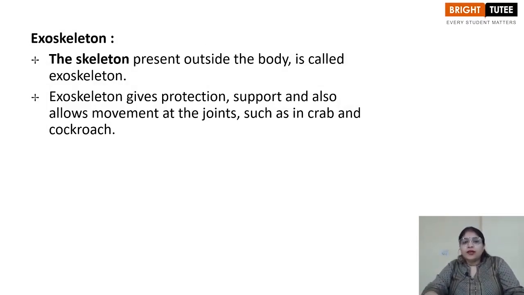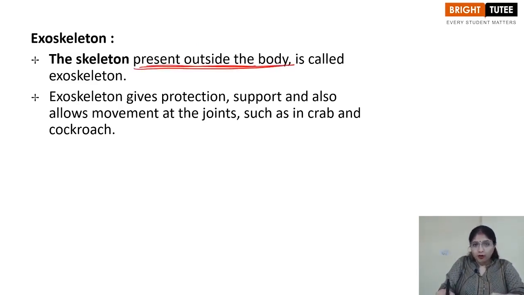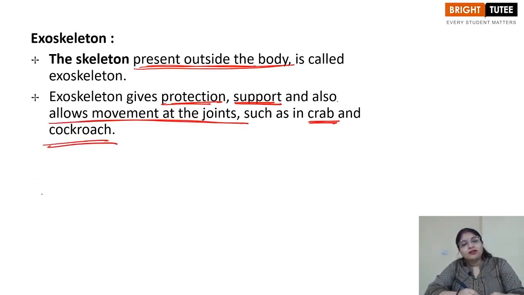So like we were talking about the exoskeleton, this is the type of skeleton that is present outside the body and is called the exoskeleton, right? Ours is an endoskeleton, that means it is present inside our body, right? Exoskeleton, what are the functions? It gives protection and support, and also allows movement at the joints, such as in the crab and the cockroach. So both of these animals have the exoskeleton. These have a hard outer covering. Although these are skeletons and they provide protection and support, they still have certain joints which allow movement easily, like we saw in the case of the endoskeleton of human beings, right?